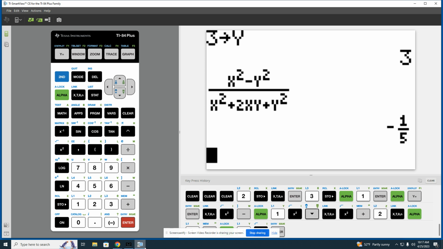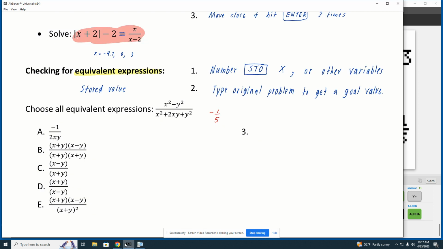So let's go back to our paper. Step 3. What's step 3 going to do, guys? Any choice that shares the same goal value is an equivalent expression. Any choice that shares that same goal value is an equivalent expression.